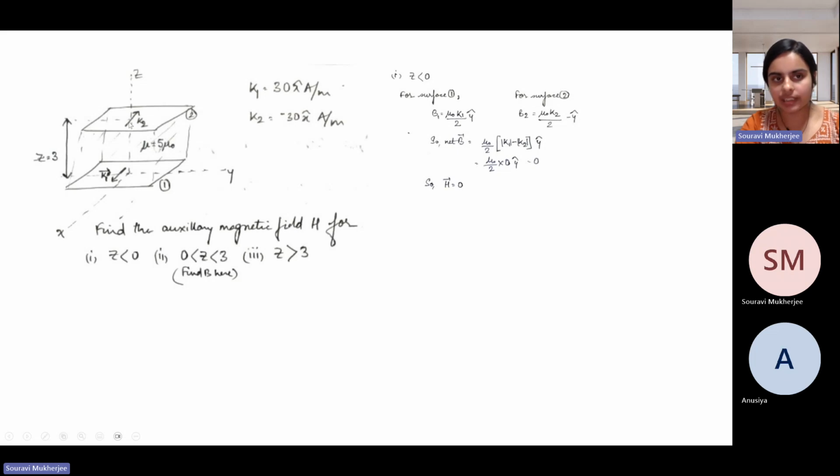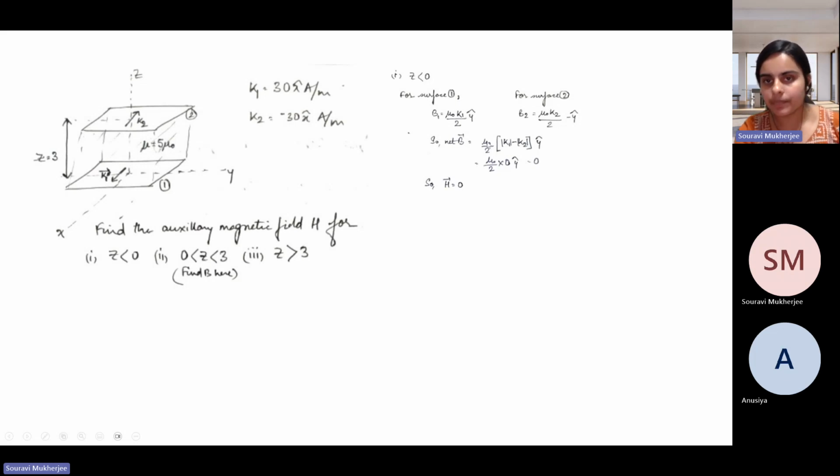For the second surface, again this point is below this surface. Using the same rule, this is your current direction, so your magnetic field should go like this. It should point in plus y above the sheet, and in minus y below the surface. So it should be given as mu naught K2 by 2 into minus y cap. It's important to note that the direction depends on which side of the surface you are.